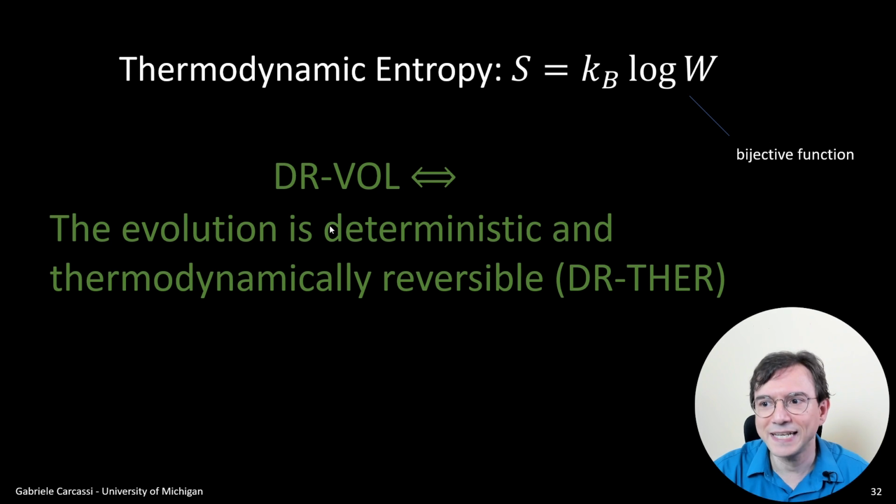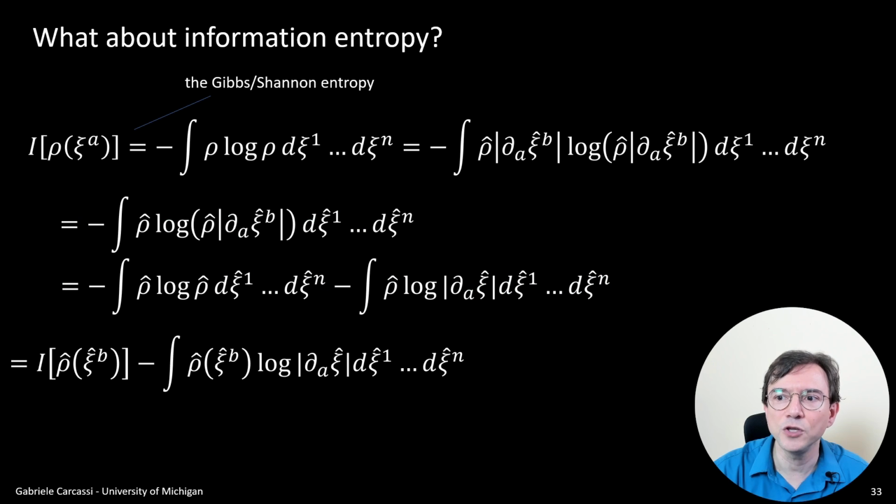Okay, this is one type of entropy. Another entropy that we use is the information entropy, which in this case is the Gibbs entropy, which is basically the Shannon entropy calculated when we're expressing things in canonical variables, in position and momentum.